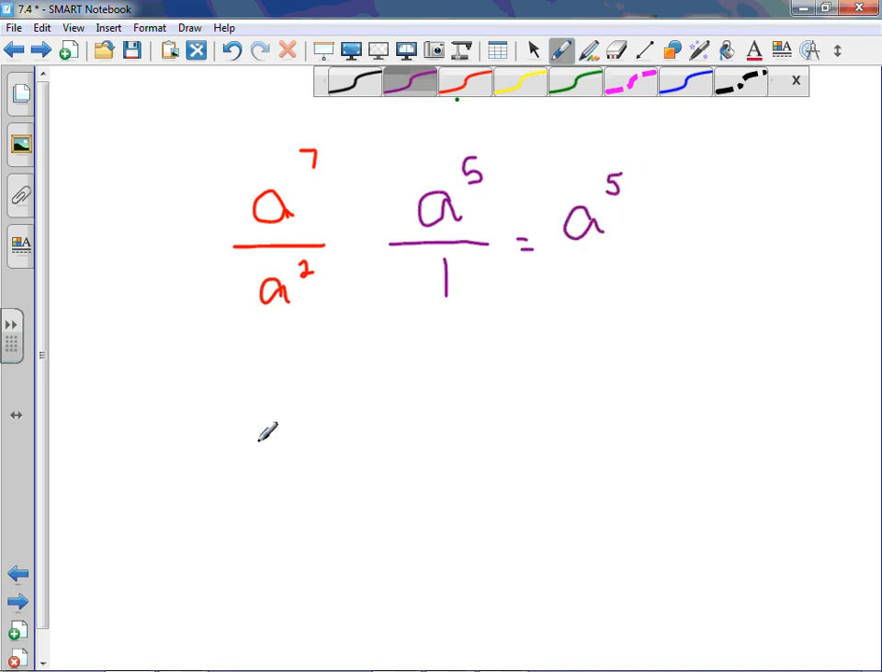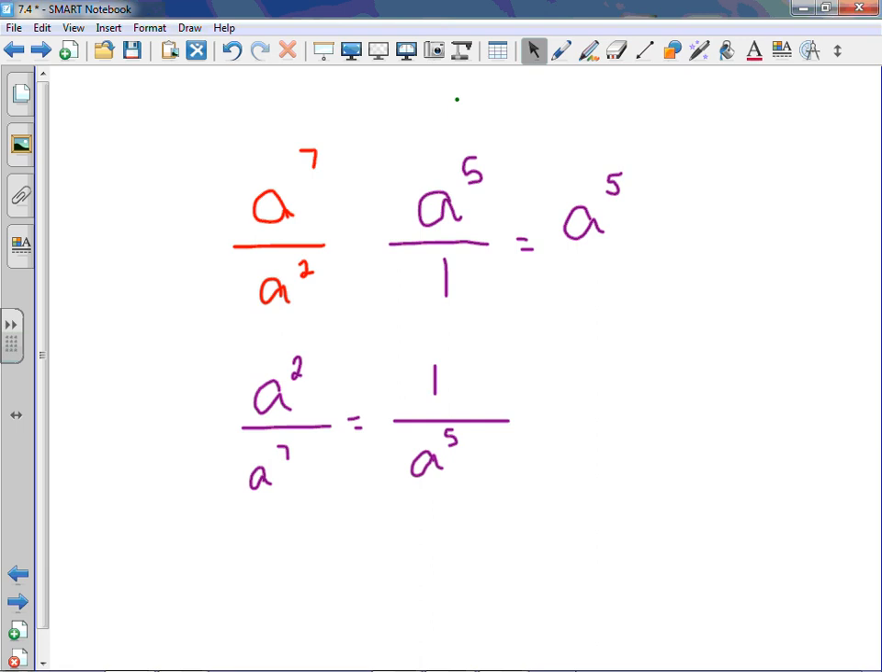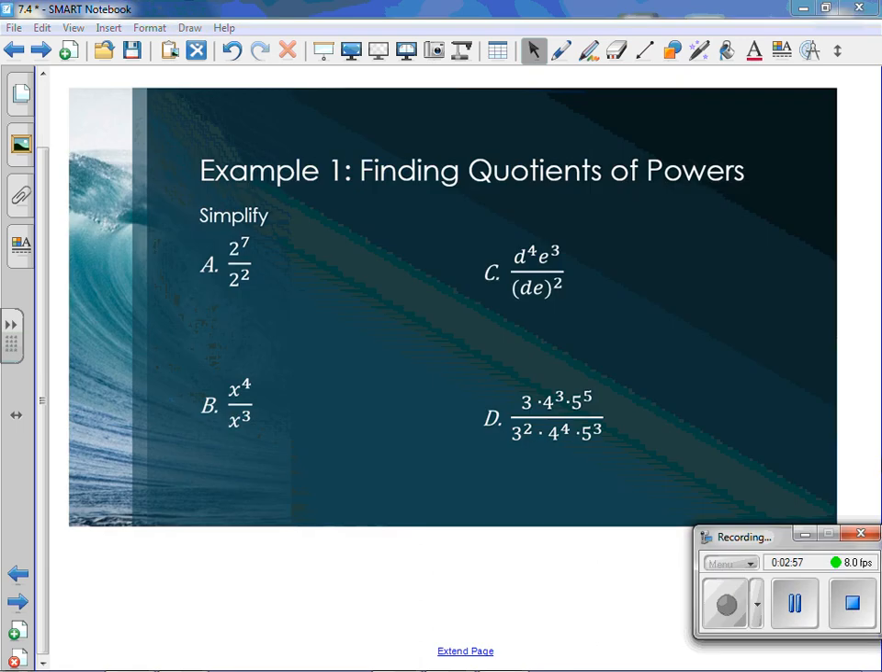Let's say the roles were reversed, and I had a squared on top and a to the 7th on the bottom. In this competition, the denominator would win, because 7 beats 2 by 5. So the bottom wins by 5. That's my shortcut and the way I think of it, because I like competition so much. So let's try some of this tug of war thought process.